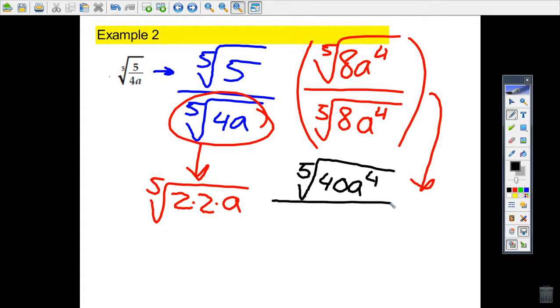But now, the magic happens in the denominator. Because, how many 2's are there? 2 2's and 4, 3 2's and 8, makes 5 2's altogether, since I'm taking the 5th root of 2 times 2 times 2 times 2 times 2. There's 5 2's. So I have one group of 2's. So it goes outside. And how about the a's? Well, there was 1a and 4a's and a to the 4th. So now I have 5a's, which makes a group of 5, which makes a.